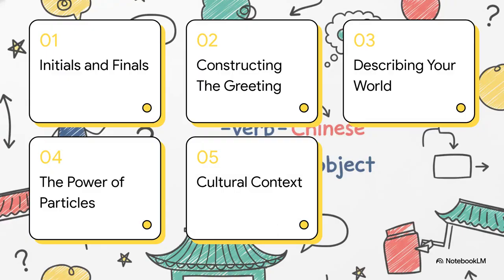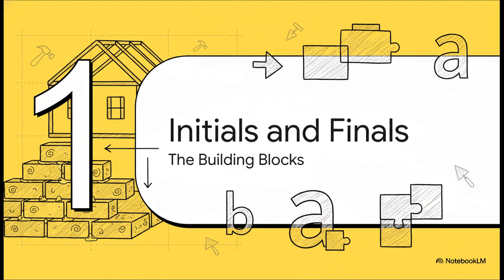So here's our roadmap for today. We're going to start with the absolute basics, the foundational sounds of Mandarin, the initials and finals in pinyin. From there, we'll use those sounds to build our very first greeting. Then we'll learn how to describe things using adjectives, and we'll see how a tiny little word called a particle can completely change a sentence's meaning. And finally, we'll wrap up with what I think is the most important part, the cultural context that gives all these words their true power. All right, let's get started with our foundation.